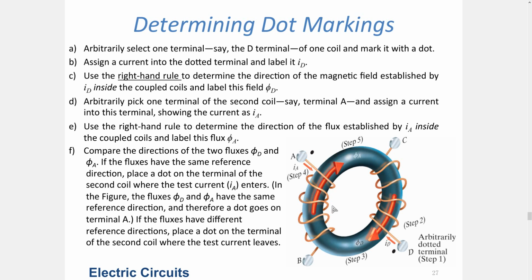If the fluxes have different reference directions, then we place the dot on the terminal of the second coil where the test current leaves. Okay, this is how we identify the reference directions on a physical mutually coupled inductor. If we have some measurement capability, things are much easier.